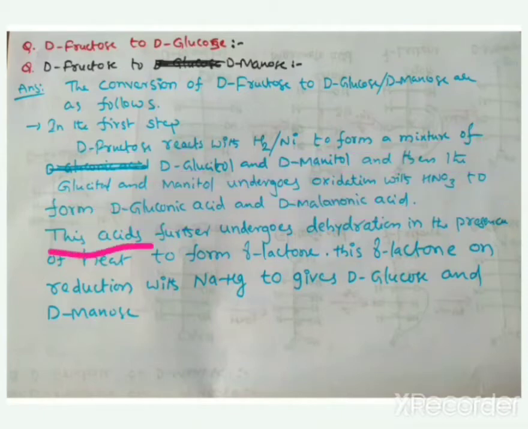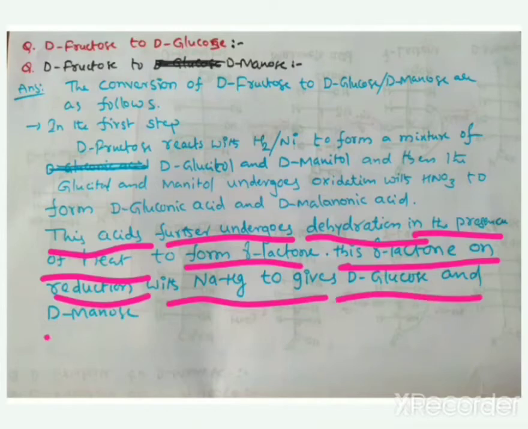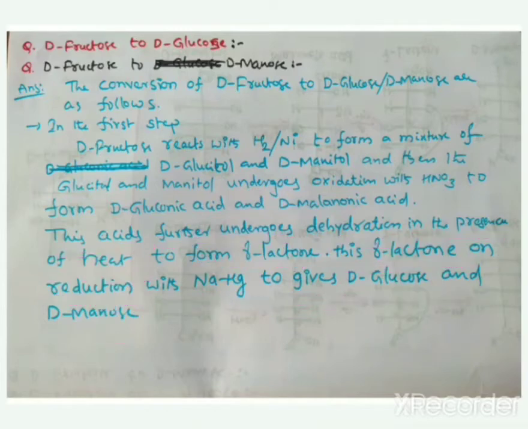These acids further undergo dehydration, meaning loss of H2O in the presence of heat, to form gamma lactone. This gamma lactone on reduction with sodium amalgam gives D-glucose and D-mannose. This is the procedure for conversion of D-fructose to D-glucose and D-mannose.